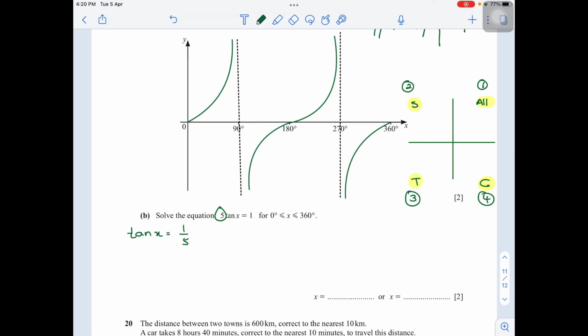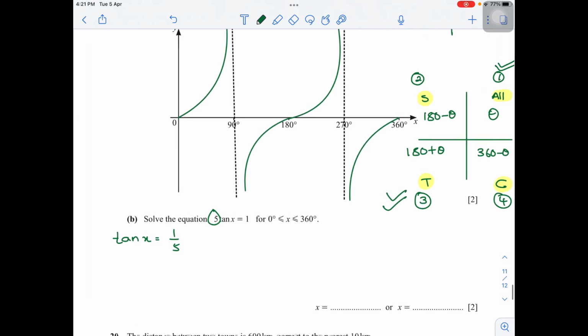All right, let's try. tan x is 1 over 5. Tan is positive because 1 over 5 is positive. That means my angle is in the first quadrant and third quadrant. In the first quadrant, the angle is theta. Second quadrant, it is 180 minus theta. Third quadrant, 180 plus theta. Fourth quadrant, 360 minus theta.